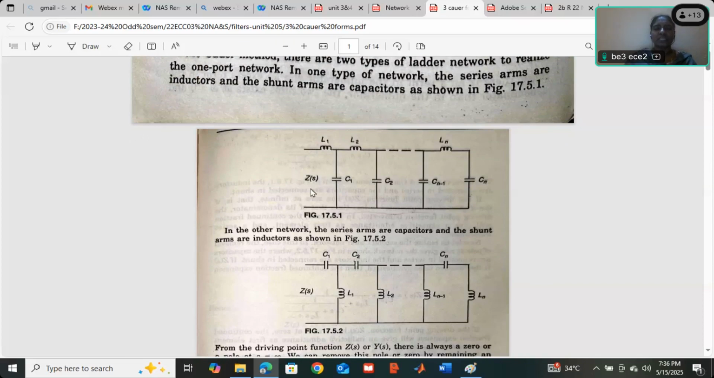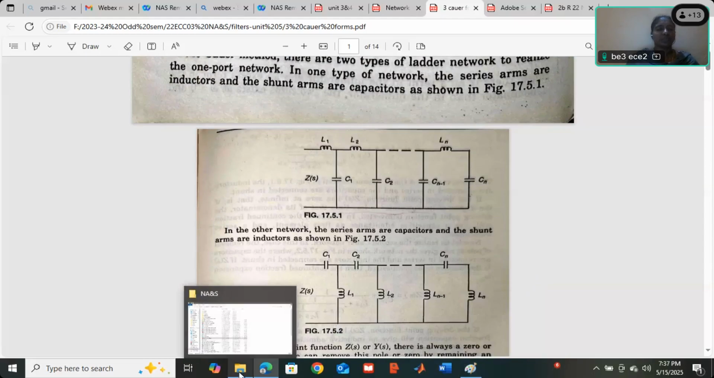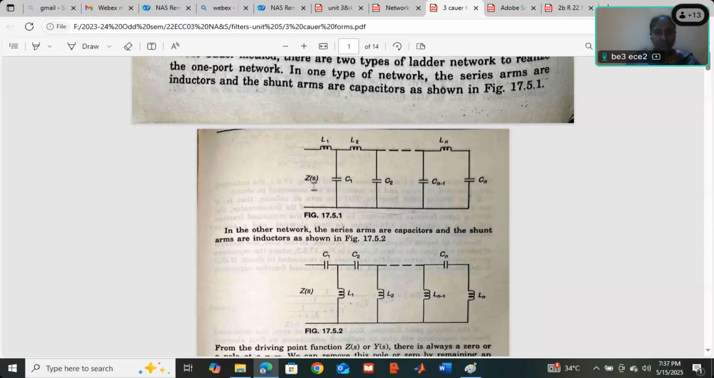What we are trying to calculate is Z of S. Admittance we are trying to calculate. Earlier in the first form also, we were trying to calculate impedance and admittance only. You check the diagrams. Similarly, in Cauer form, we are calculating Z of S, impedance only. This is Cauer form 1 if the inductor is in the series branch. This is Cauer form 2 if the inductor is in the parallel branch. And both of these are LC network.